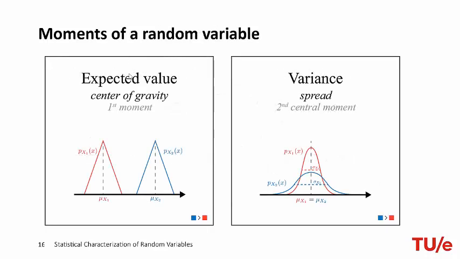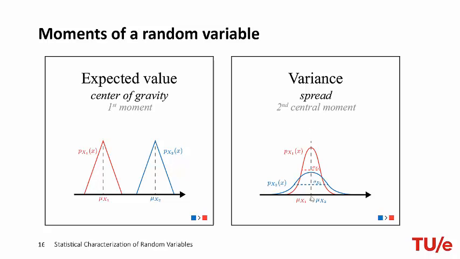As we mentioned before, the first moment of a random variable is the expected value and represents the center of gravity. So in this example, we have two identical probability distributions, PDFs, that differ only by their center of gravity, with the mu of x2 being larger than mu of x1. The variance is the second central moment and describes the spread of a probability distribution.